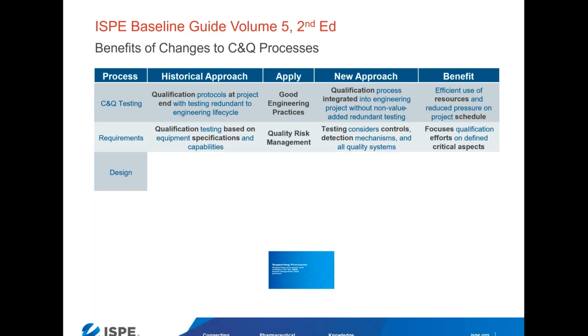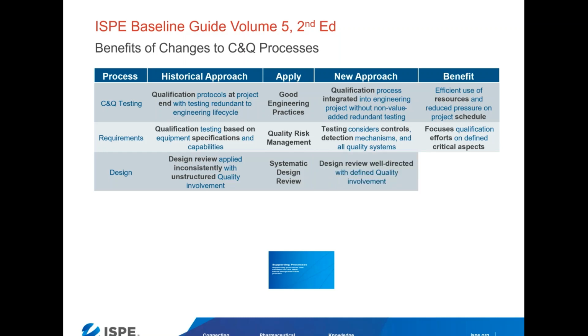If we look at the design process, the historical approach is that design review has been applied inconsistently and with unstructured quality involvement, which could be more or less quality involvement, inconsistent quality involvement, etc. The revised baseline guide applies systematic design review as a mature, good engineering practice system. And as a result, design review is well directed and has defined quality involvement.